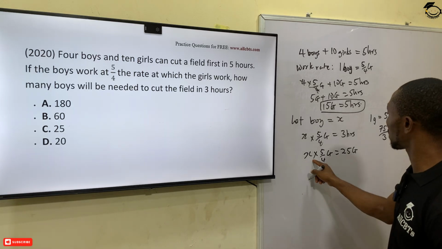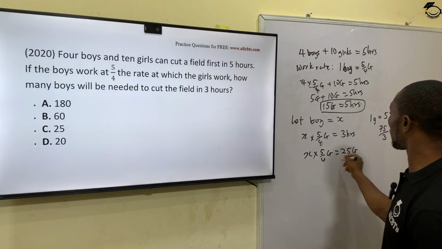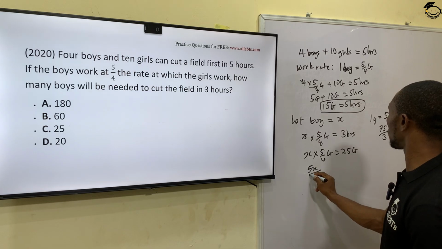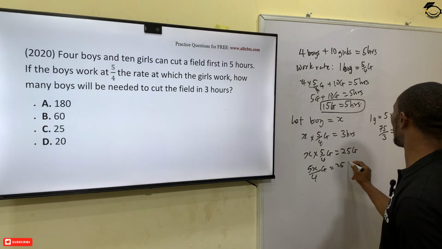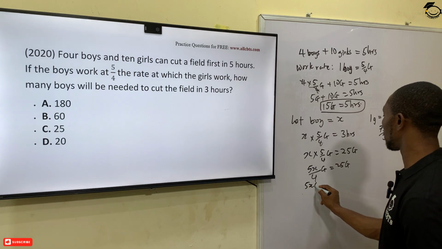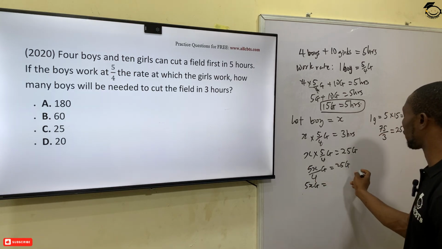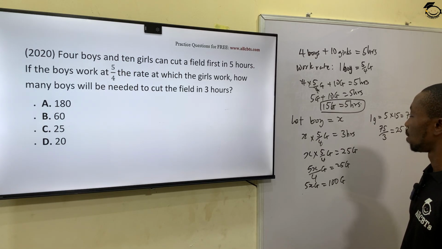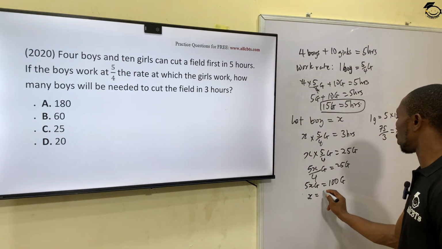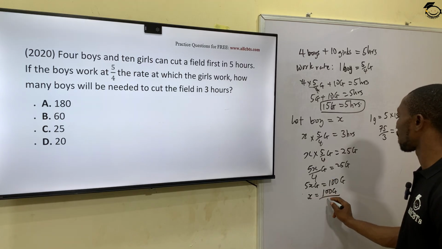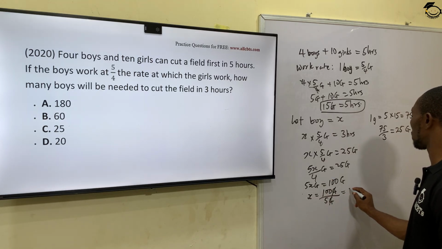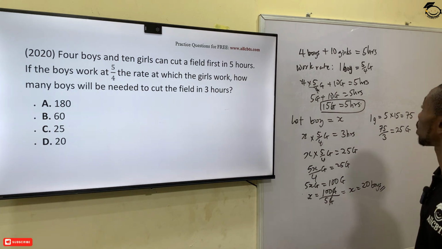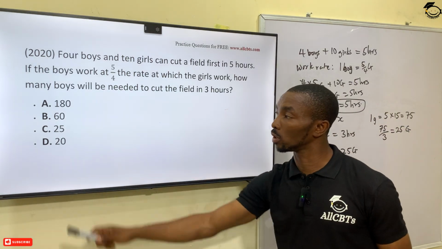So from here, we have X plus 5/4G equals 25G. So this becomes 5x/4G equals 25G. So this will give us 5xG equals, cross multiplying, 25 times 4, which gives us 100G. So our x equals 100G over 5G, which gives us x equals 20 boys. So the number of boys needed to work for 3 hours in the same field will be 20 boys.